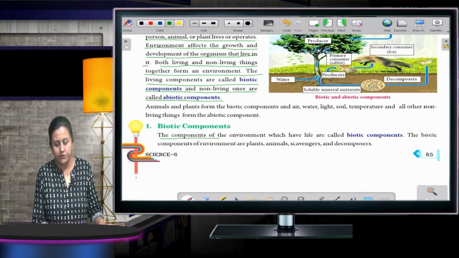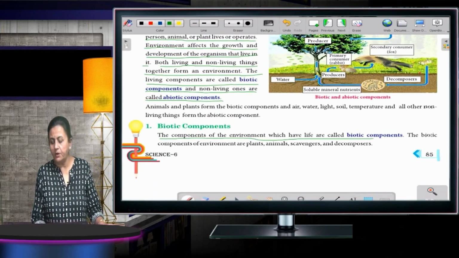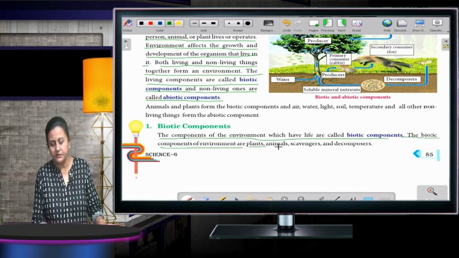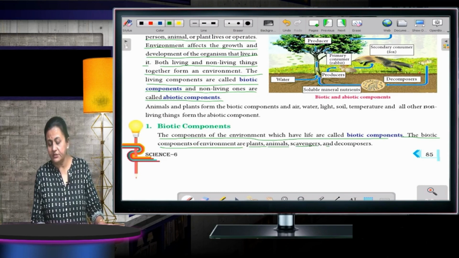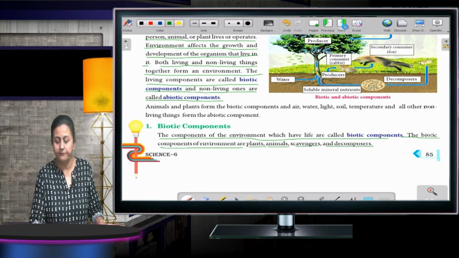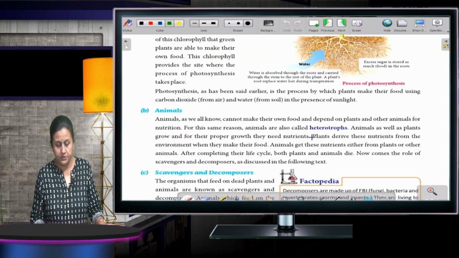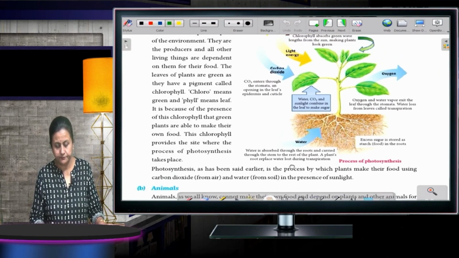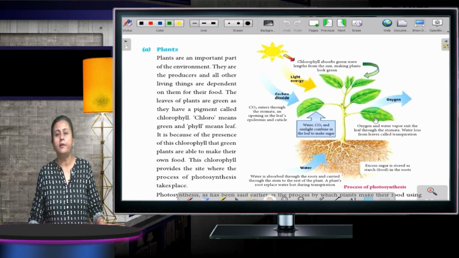The components of the environment which have life are called biotic components. The biotic components of our environment are plants, animals, scavengers, and decomposers. Now, moving to the next one. First, we'll talk about plants.